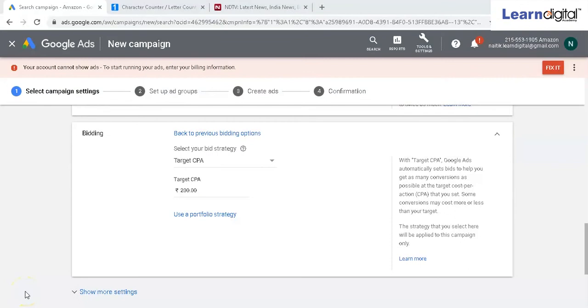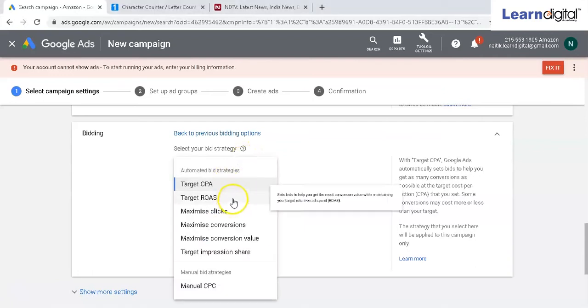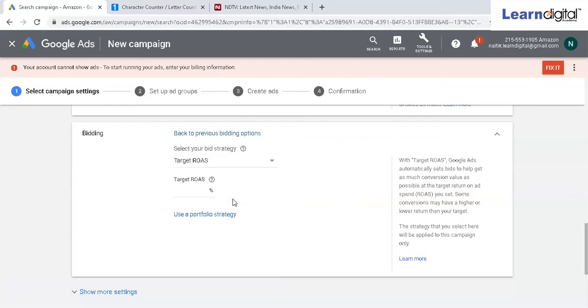In this video, we'll talk about a very important bidding strategy which comes under automated bid strategy, that is your target ROAS. Let me explain what exactly you mean by target ROAS. As I told you previously, target means average, ROAS means return on ad spend. The amount you're spending on the ad, how much you're getting in return, that's ROAS. It's a metric to calculate return.